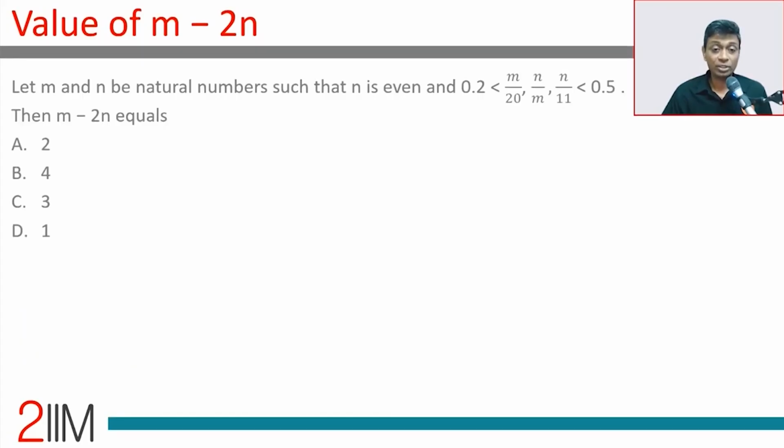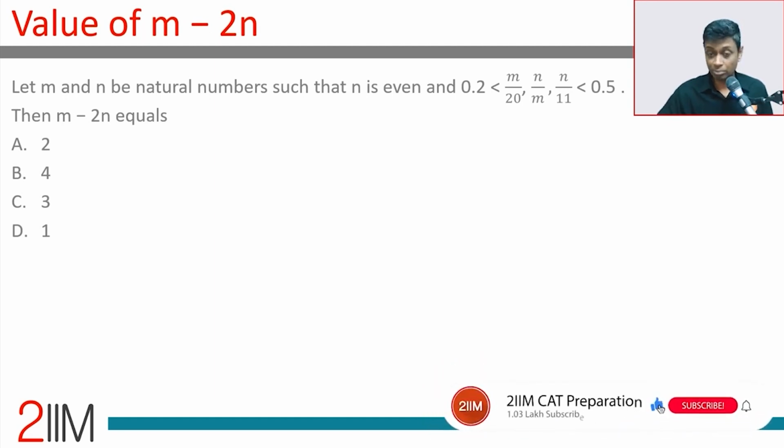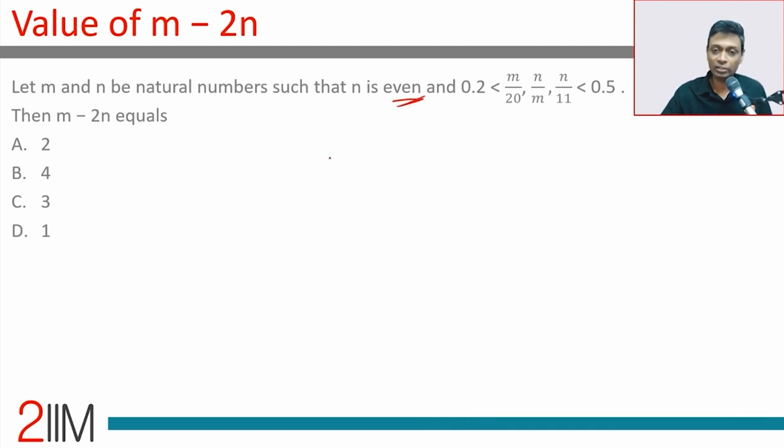Let m and n be natural numbers such that n is even and 0.2 less than m by 20, n by m and n by 11 less than 0.5. Beautiful question. I missed this when I got multiple answers and I drove myself mad for like 3-4 minutes in the exam.